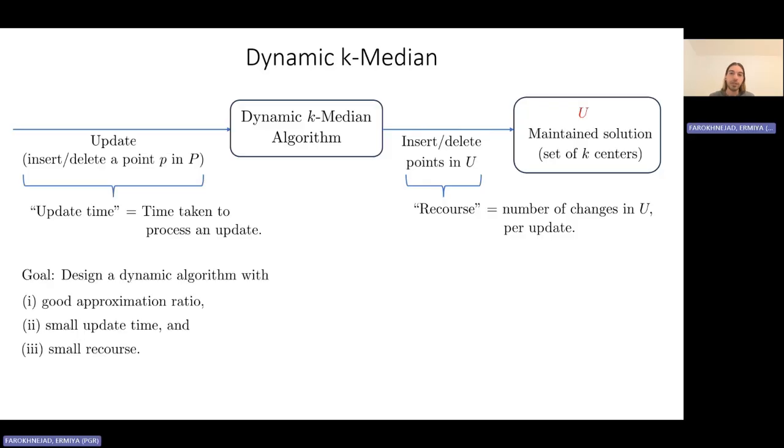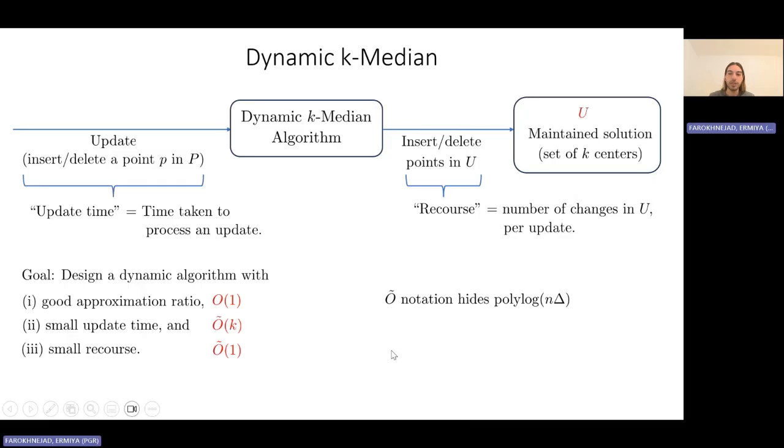What is the goal in dynamic K-median? The goal is to find an algorithm that has good approximation ratio, a small update time, and a small recourse at the same time. This is the optimal that we can hope for.